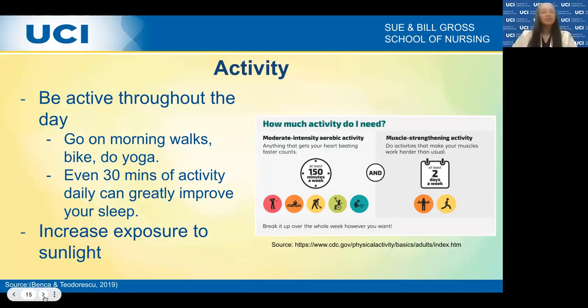Thank you, Jocelyn. So activity. Being active throughout the day will greatly increase your sleep. This includes, but is not limited to, morning walks, yoga, and riding a bike. The slightest bit of movement can greatly improve your sleep in addition to increasing your exposure to sunlight.